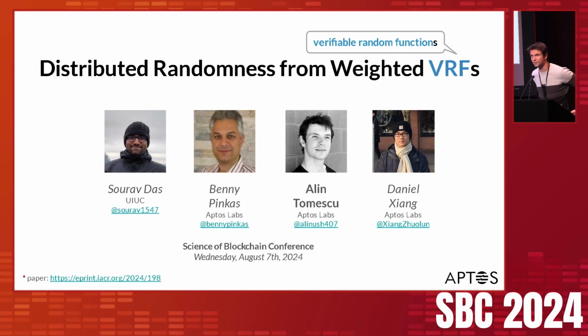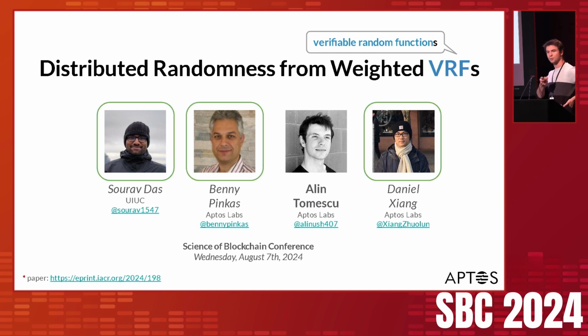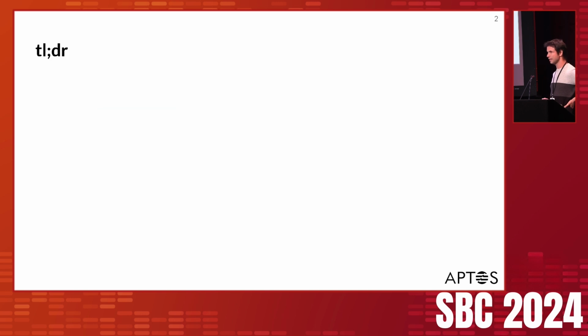I'm the head of cryptography at Aptos, and today I want to tell you about one cryptographic effort we've made on distributed randomness from a new cryptographic primitive we call a weighted VRF. This is joint work with Saurav, who just kindly introduced me, Benny, and Daniel.